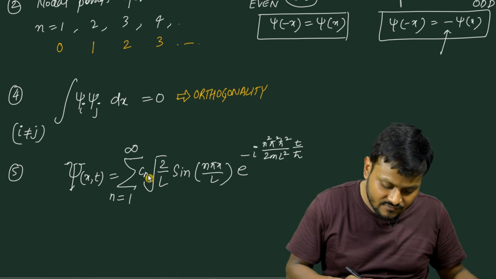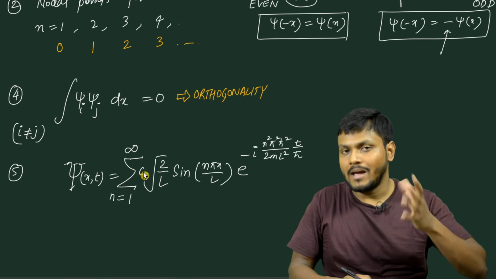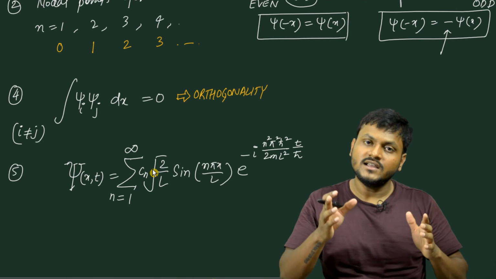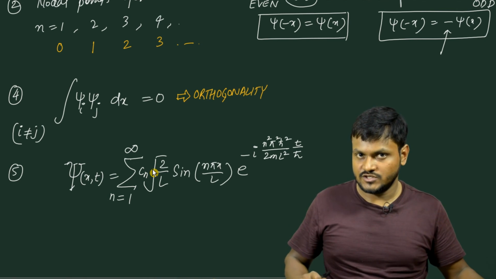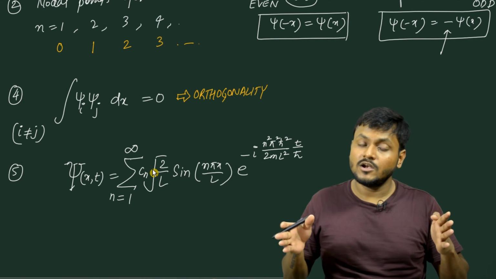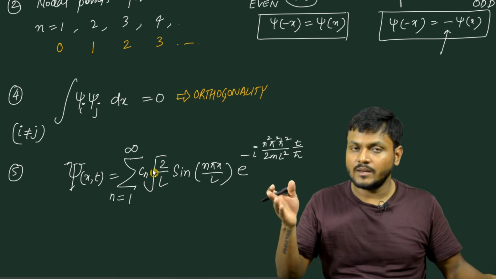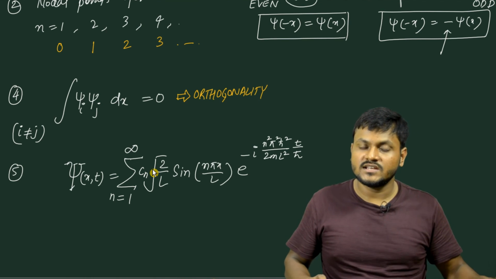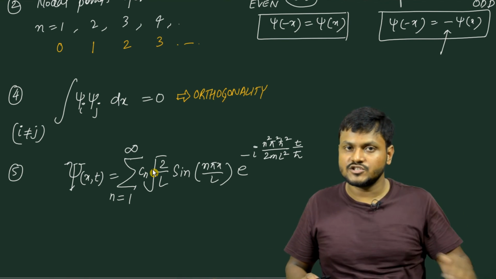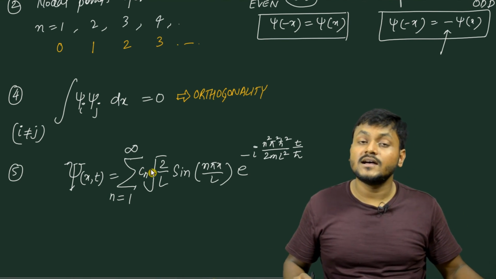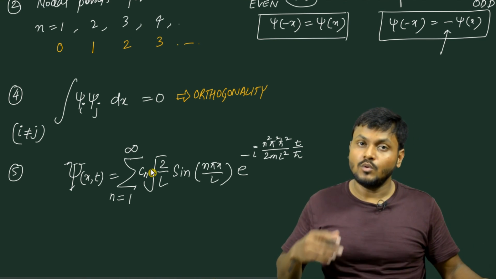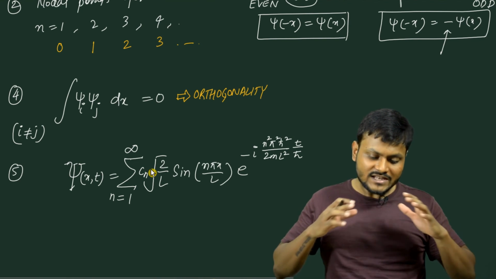So Cn basically gives us an idea about the probability. If you make a measurement, what is the probability that a particle is going to be in that wave function state? So if you make a measurement on a similar system many times separately, then some of the times the particle is going to be in one wave function state, some of the other times it is going to be in another wave function state. So Cn basically gives us an idea of the probability that your measurement will give you a given wave function state.